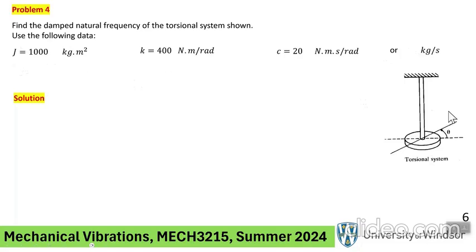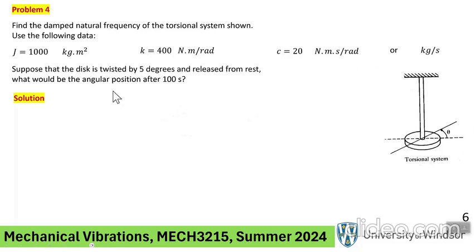You're given the value of J, because this is torsional, it's written as J, no problem. And if we calculated the stiffness of this fancy bar based on the material properties and everything, suppose it comes out to be K equal to 400, and C is given. And what we'd like to know is, if we initially twist this thing by 5 degrees and let it go, what would the angular position be after 100 seconds?